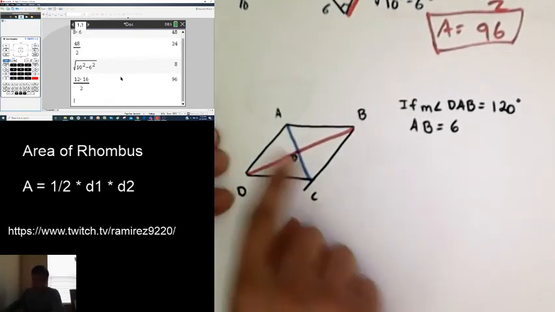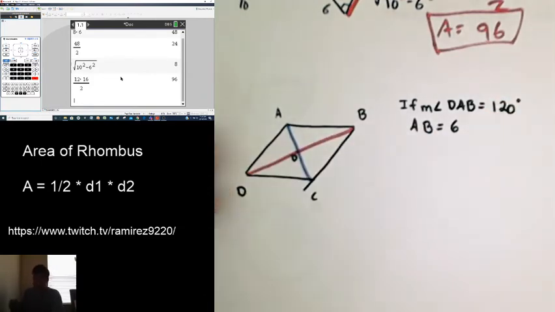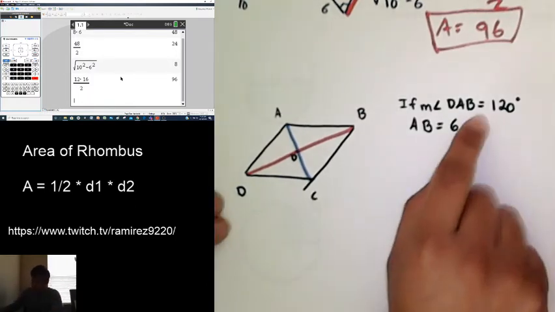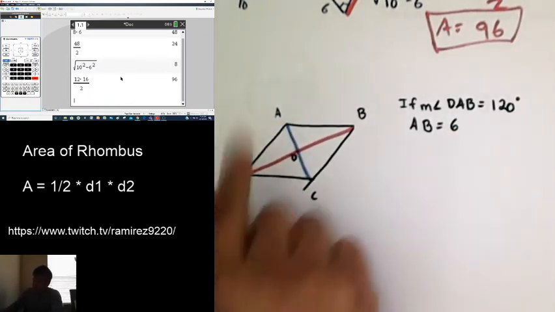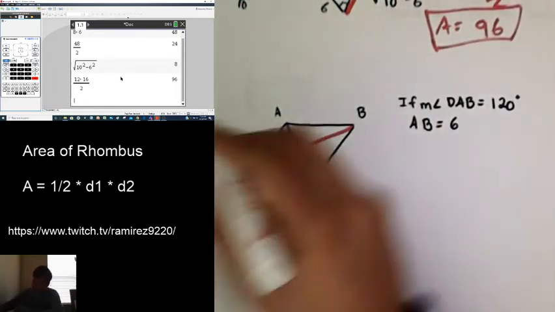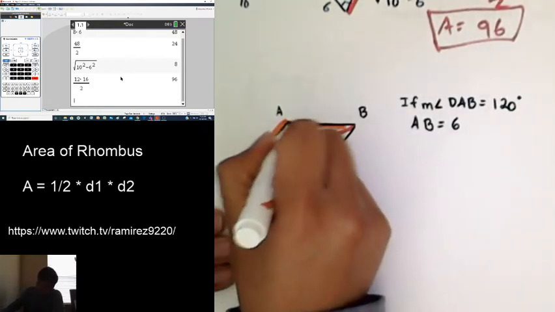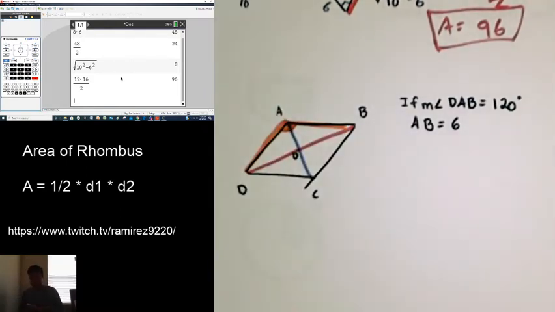We have this rhombus. I went ahead and labeled it with letters. I wasn't going to have enough space to put the stuff here. They're telling us that this angle right here, angle DAB, this angle here, all of this is 120 degrees.